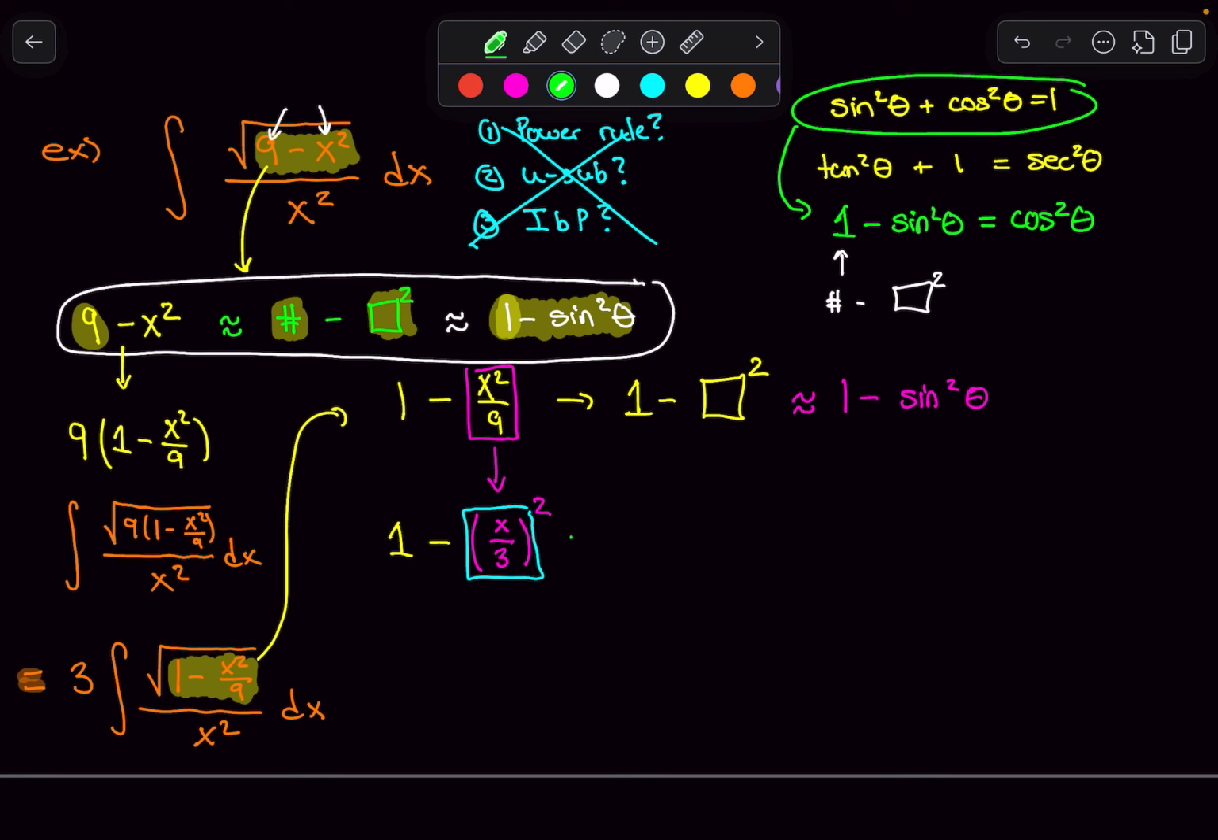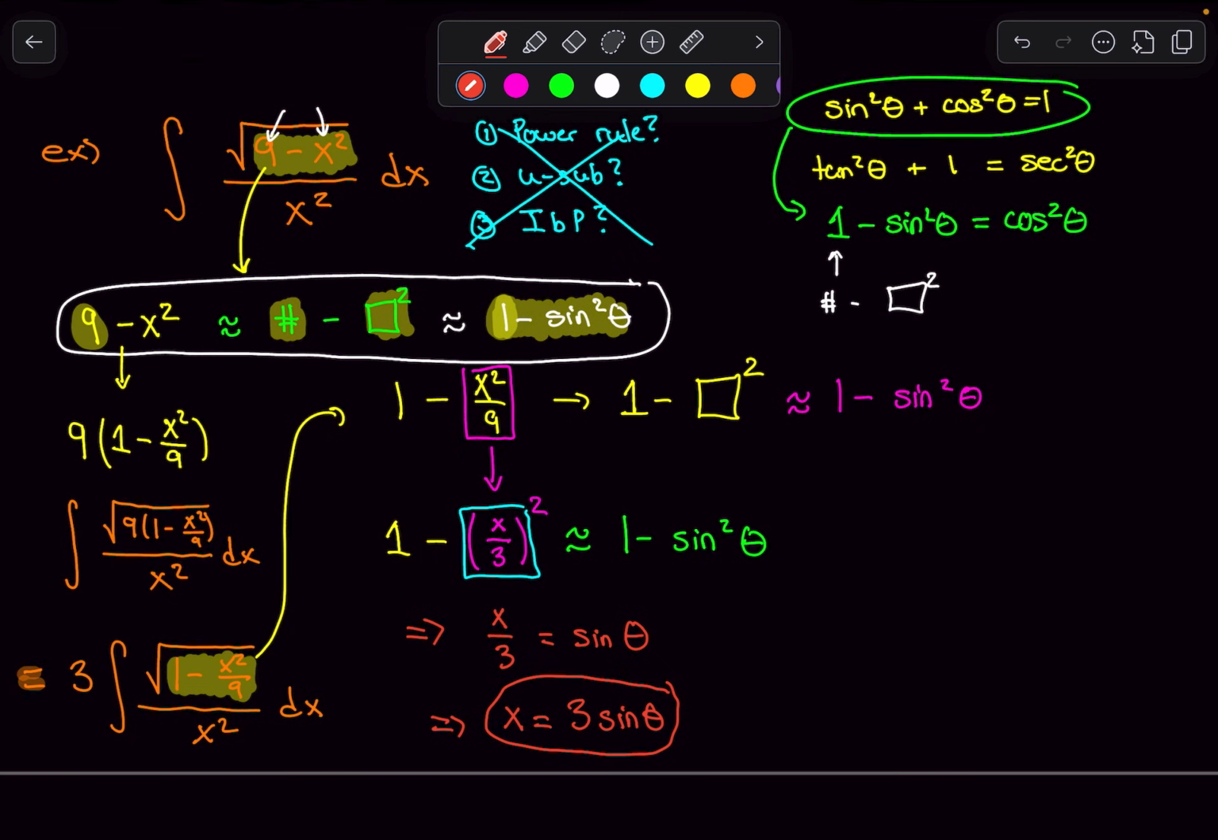And we put on our little special glasses that says this kind of looks like 1 minus sine squared theta. In fact, it actually would look like 1 minus sine squared theta if x over 3 was equal to sine of theta. Or in other words, if x is equal to 3 sine theta. Okay, so now we've arrived at where we want to be.